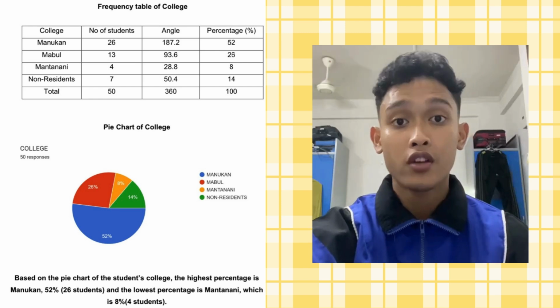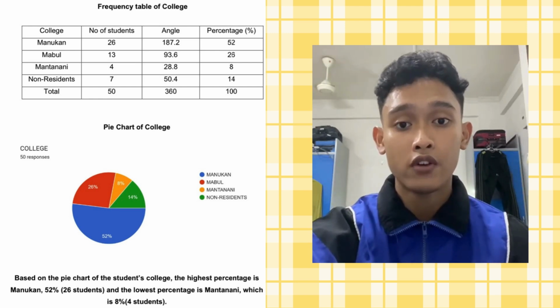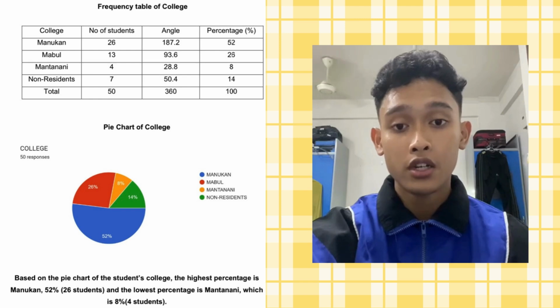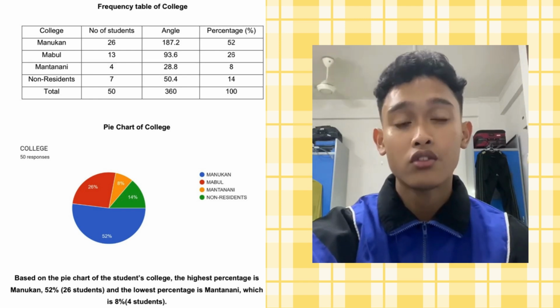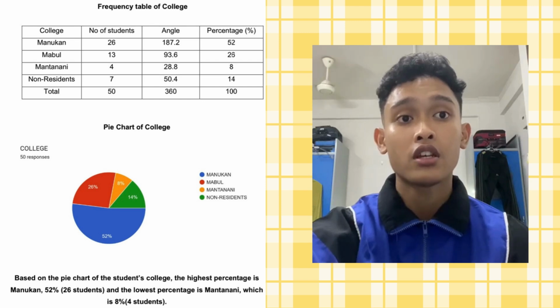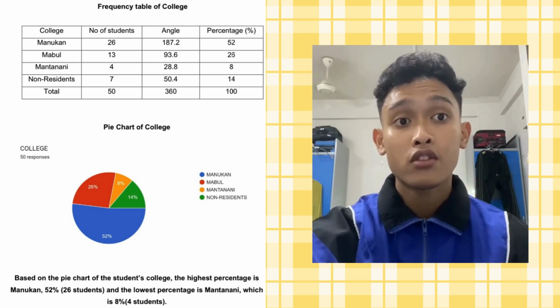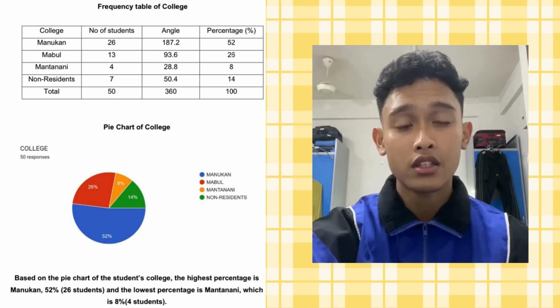Next one is frequency table of college. So there are 4 colleges, which are Manukan, Mabul, Mantanani, and non-residents. From Manukan, there are 26 students and 52%. From Mabul is 13 students and 26%. From Mantanani is 4 students and 8%.